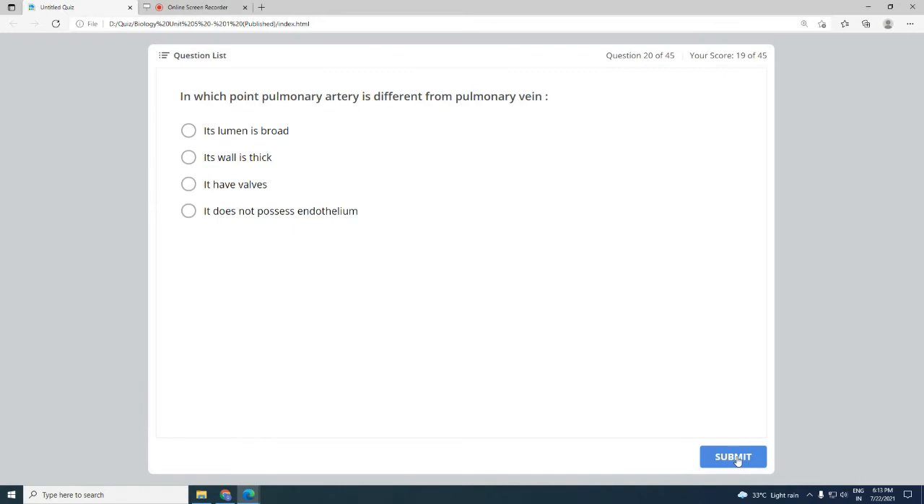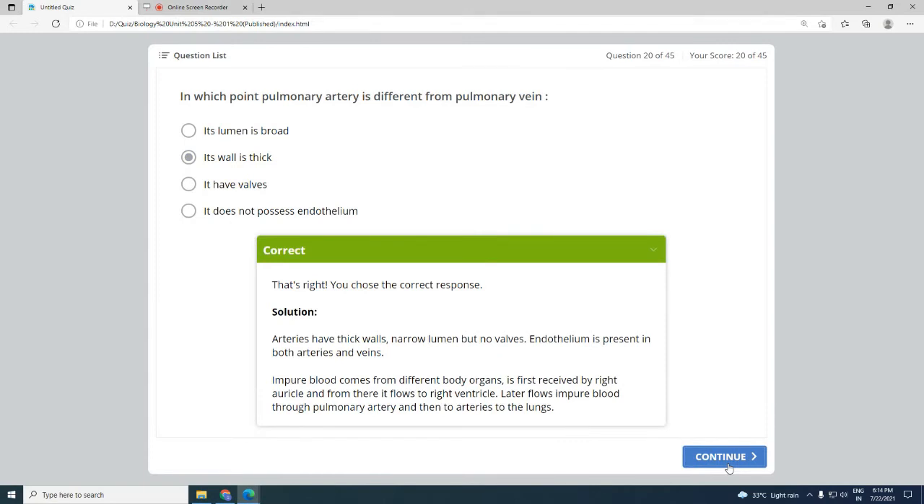In which point is the pulmonary artery different from the pulmonary vein? So you have to identify the difference between the pulmonary artery and pulmonary vein. Is it: its lumen is broad, its wall is thick, it has valves, it does not possess endothelium? Which is the right one? The reason is its wall is very thick, so option B is the right one.